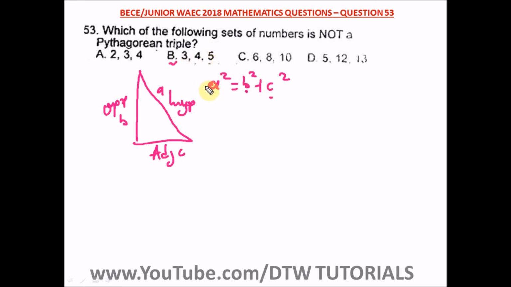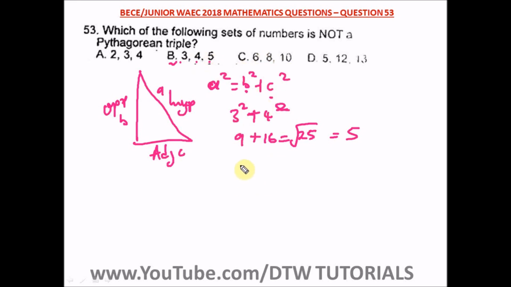How are we so sure that 5 will be the hypotenuse? It will mean that 3 square plus 4 square will give us 5 square. So let us try this. 3 square is 9, plus 4 square which is 16. 9 plus 16 gives us 25, and the square root of 25 is equal to 5. So this square plus this square, and the square root, gives us 5.